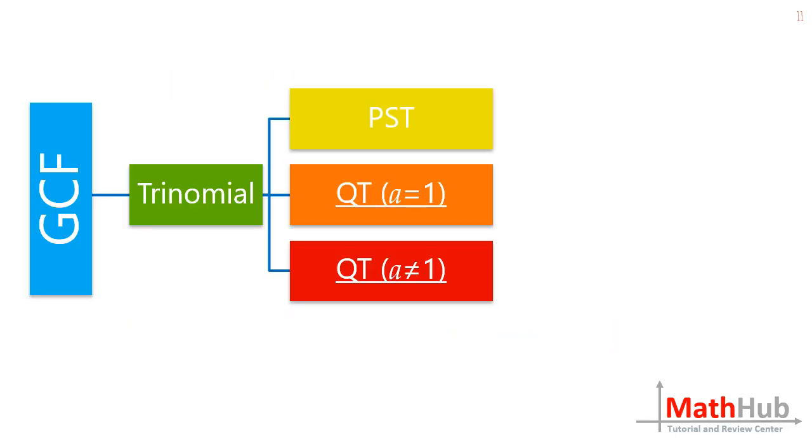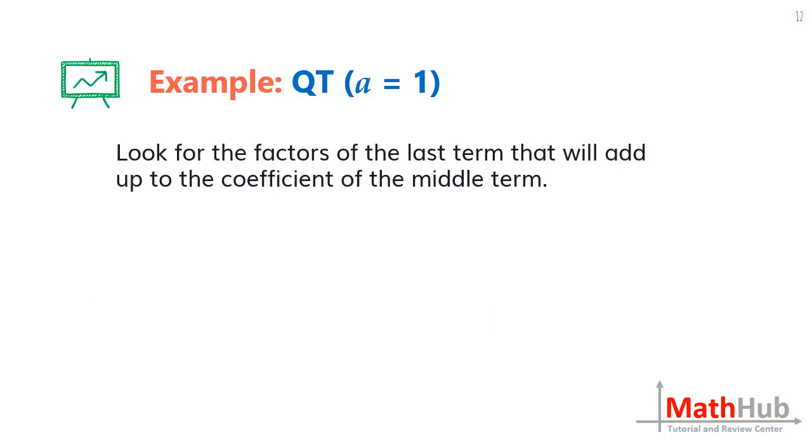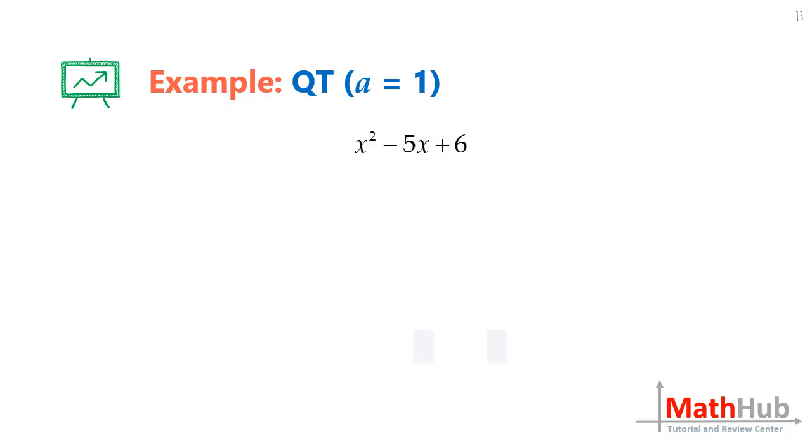How about if we have a quadratic trinomial with a not equal to 1? Here, a refers to the coefficient of x squared. What you need to do in order to factor this is to look for the factors of the last term that will add up to the coefficient of the middle term. For instance, we have x squared minus 5x plus 6. Let's look at the factors of your last term. Take note, don't forget to include the sign in front.